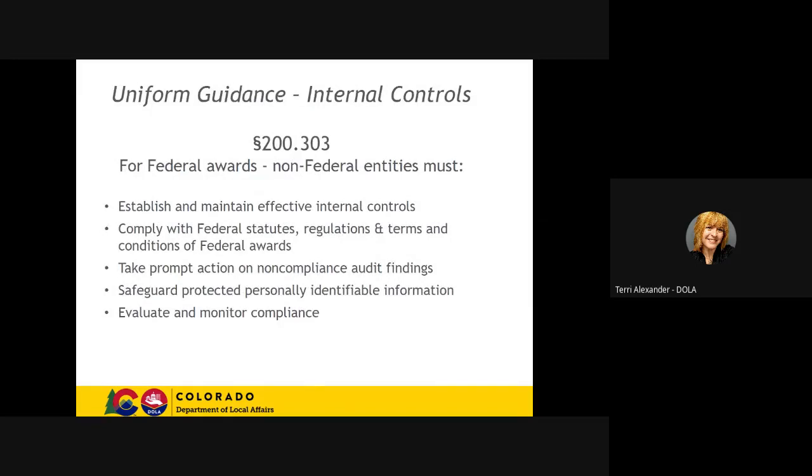This program is required to follow the Uniform Guidance Regulation 200.303. You must establish and maintain effective internal control over the federal award that provides reasonable assurance that your entity is managing the federal award in compliance with federal statutes, regulations, and the terms and conditions of the federal award. You must take prompt action when instances of noncompliance are identified, including noncompliance found in audit findings.